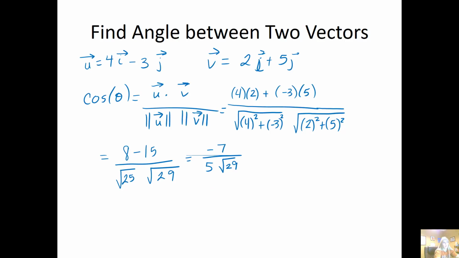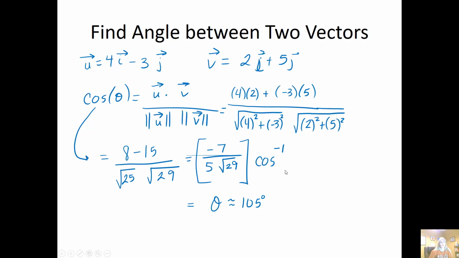From here, remember all of this is the cosine of theta, so I want to solve for my angle. How do you do that? Inverse cosine. Good job. You throw that in your calculator and you should get something like 105 degrees. Again, this is a very useful formula to find the angle between vectors when we get into applications.